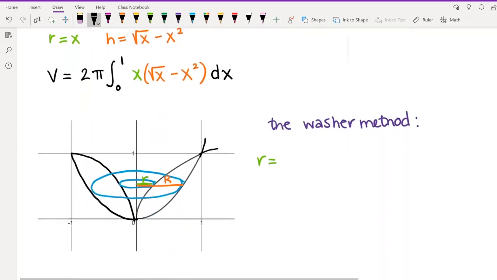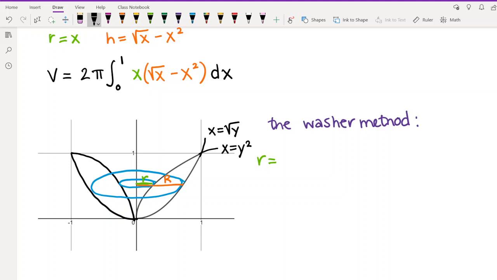So the top function was originally written as y is equal to square root of x. And so we can rewrite that as x is equal to y squared. And then the bottom function was originally y is equal to x squared. And so we can rewrite that as x is equal to square root of y. And so the inner radius in this case is determined by the graph of y squared. And the outer radius is determined by the graph of square root of y.